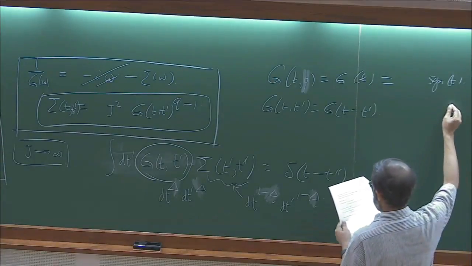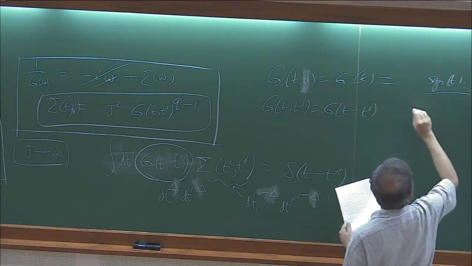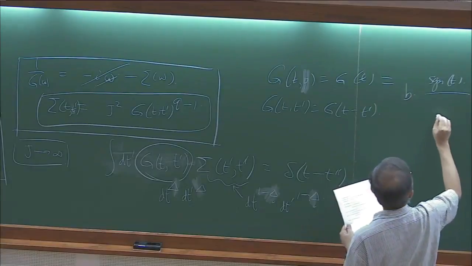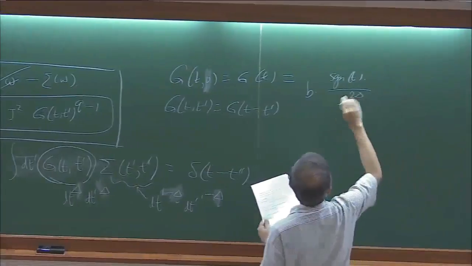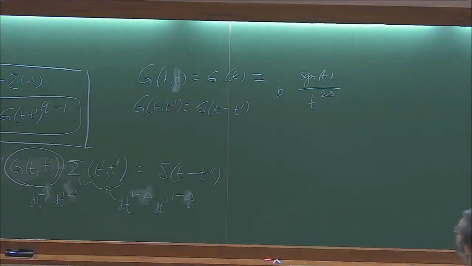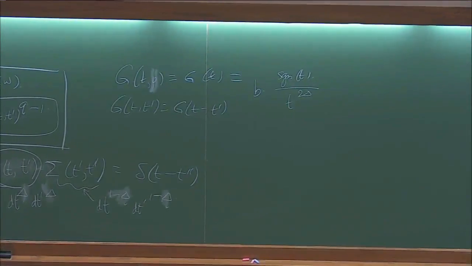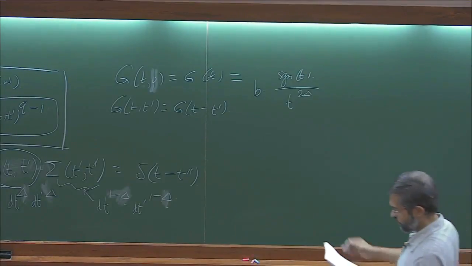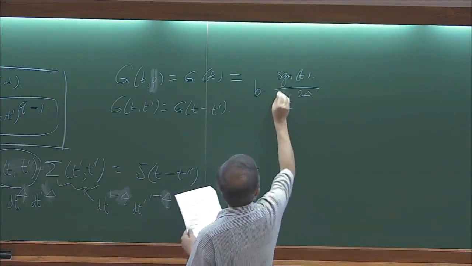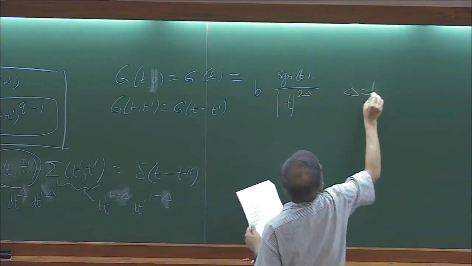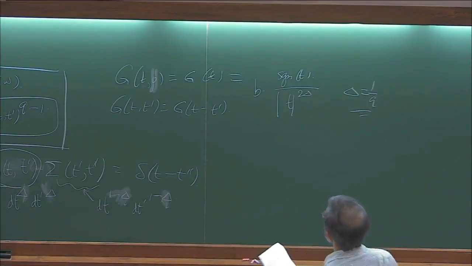Here you get some B and t to the power 2 delta. So this is something that happens when everything is Euclidean, and time is Euclidean. If time is compact, that's finite temperature. I'm not going to write that down, but this is what you get, where delta is this. So this is the fermion propagator at strong coupling, okay?